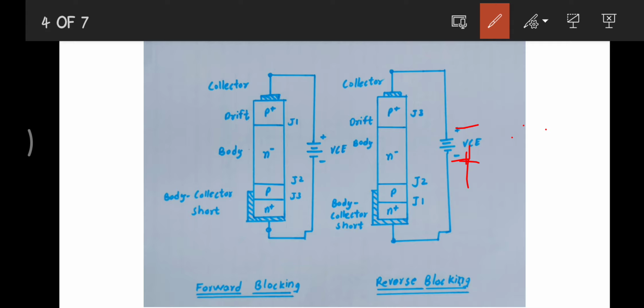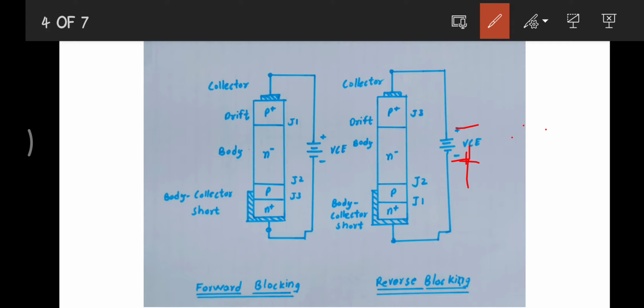So first is the forward blocking IGBT, a standard insulated gate bipolar transistor designed to block high voltage in the forward direction but has limited or no capability to block reverse voltage. It requires an external diode for reverse voltage protection in AC applications.